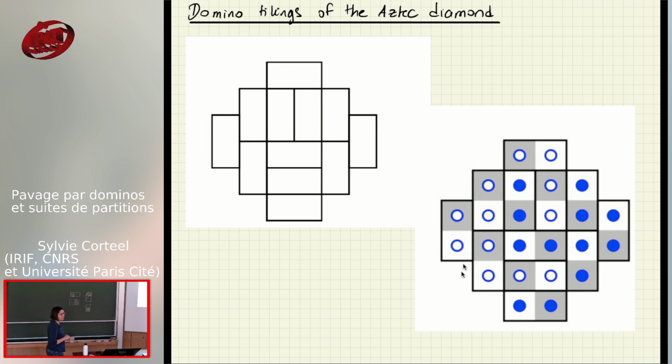I'm going to do it with white and blue dots. And so what I'm doing there is I look at my 4 types of dominoes again.